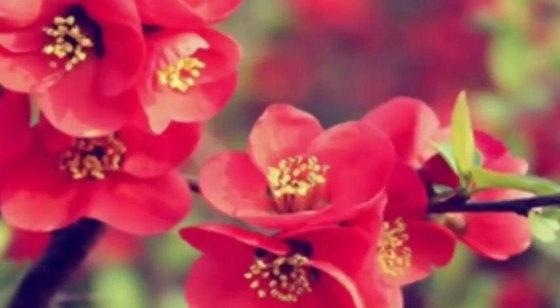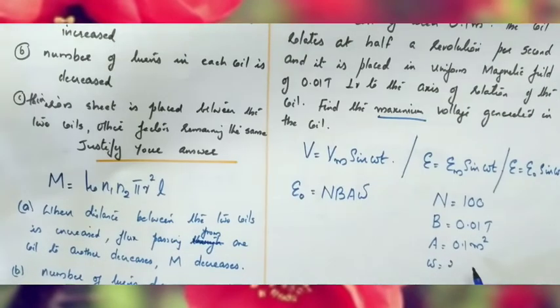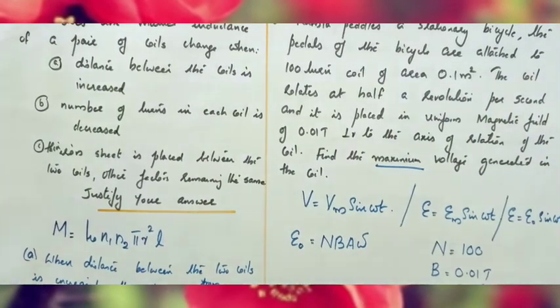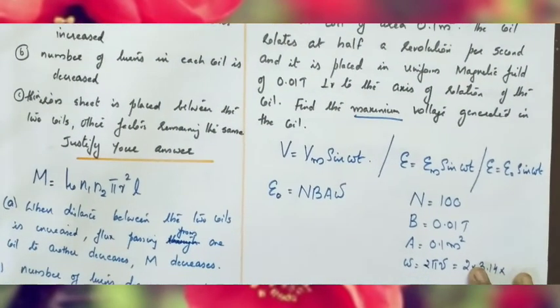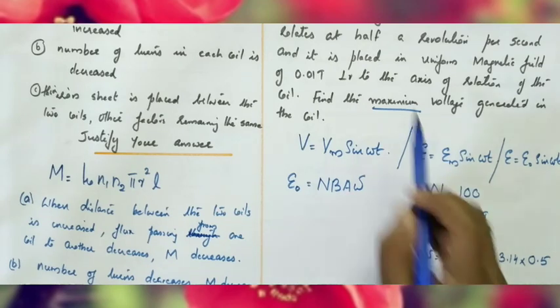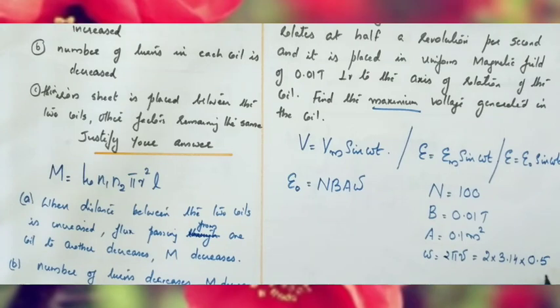What is omega? We have omega equal to 2 pi nu, isn't it? That is 2 into 3.14 into the frequency. What is the frequency given here? Frequency is half a revolution per second. In 1 second, how many revolutions are there? Half, that is 0.5. So 0.5 is the frequency. Frequency means number of revolutions per second. So all the values are directly given.